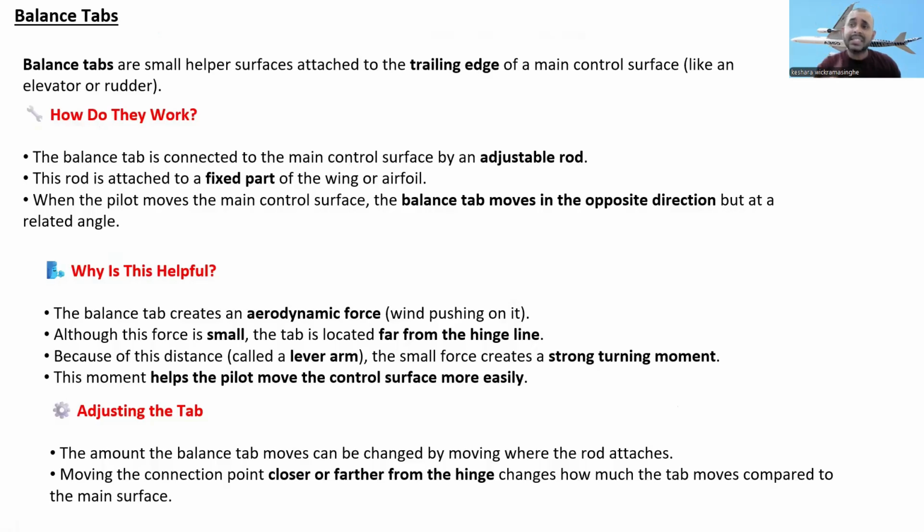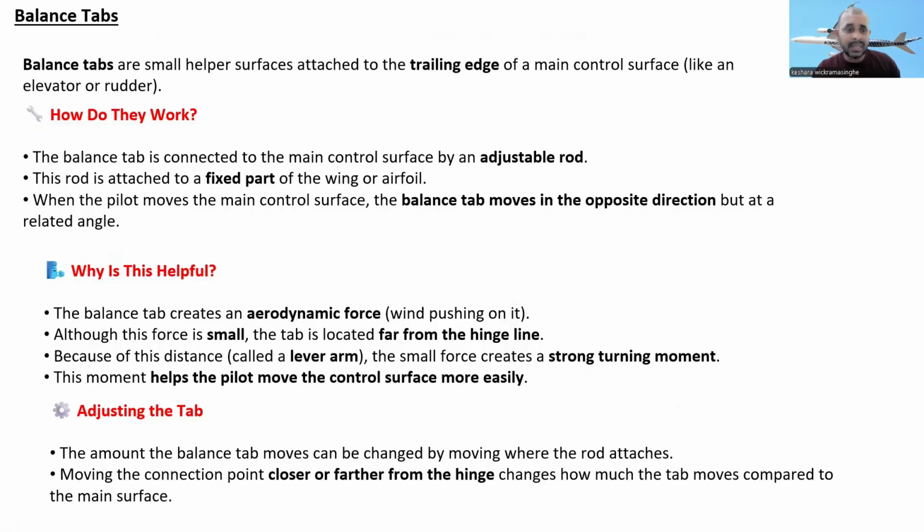Okay, so why is this helpful? The balance tab creates an aerodynamic force. The wing pushes on it. Although this force is small, the tab is located far from the hinge line. So because of this distance, called the lever arm, the small force creates a strong turning moment, right? This moment helps the pilot move the control surface more easily.